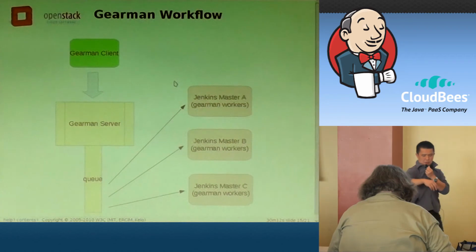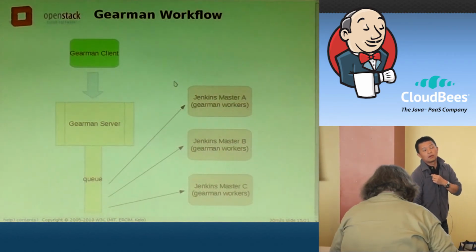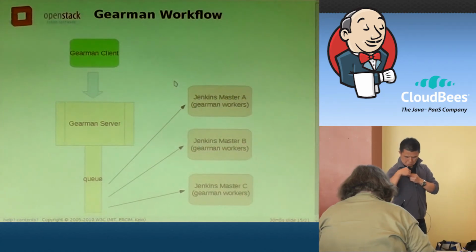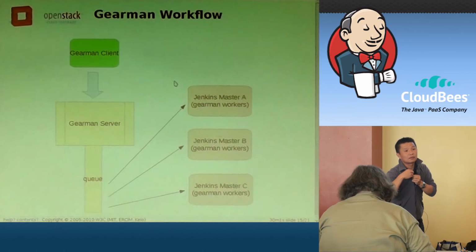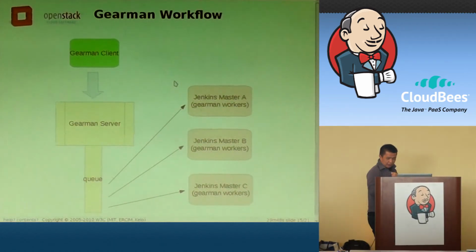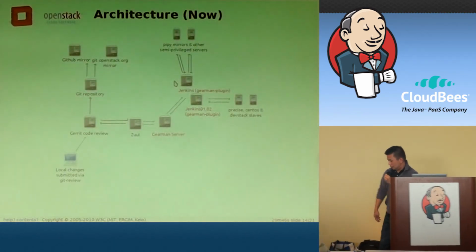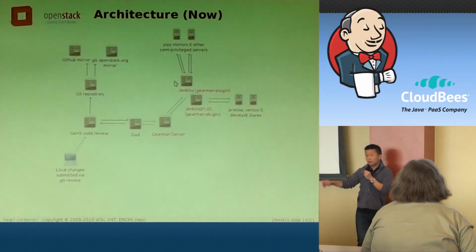For a given commit, which job is going to trigger? Is that defined by Gerrit? Sorry, what was the question? For any given commit, what job needs to be triggered? Is that configured somewhere or is it managed by Gerrit? So the question is, how is the triggering done? Okay, I guess maybe we'll go back to this slide.